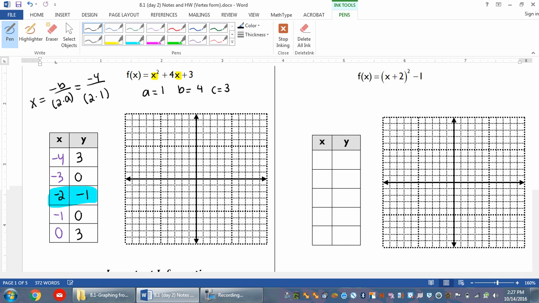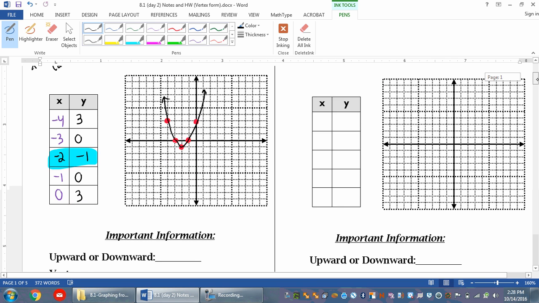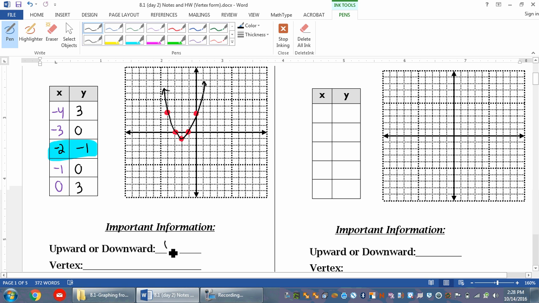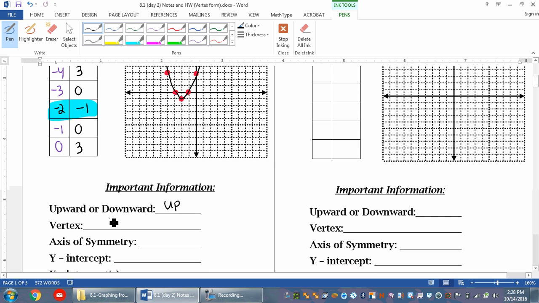0, 3. All right, let's plot those points. I have negative 4, up 3. Negative 3, 0, negative 2, negative 1, negative 1, 0, 0, 3. Connect the points. Remember, it's a U-shaped graph, which is called a parabola, not a V, because that comes later. From here, we know it opens up because my a is positive 1. My vertex here will be negative 2, negative 1.